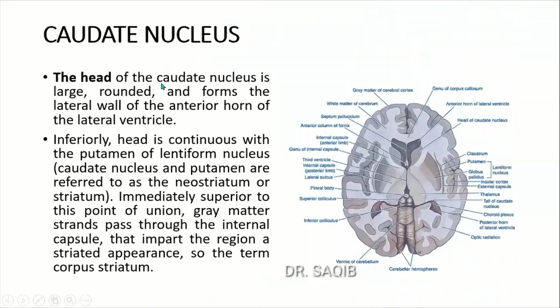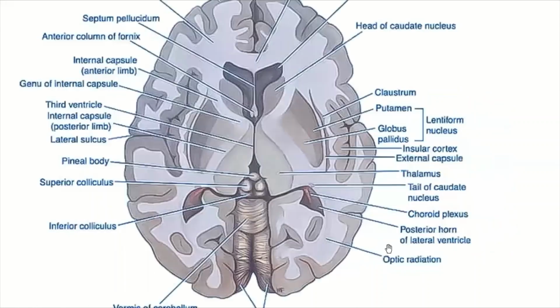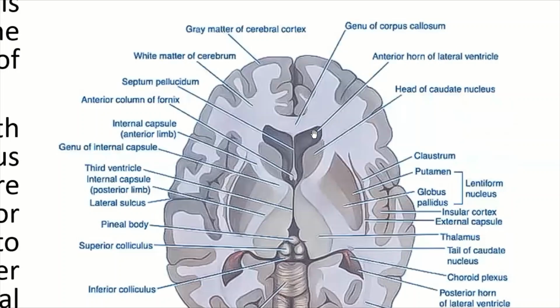So going on, the head of the caudate nucleus is large, rounded, and forms the lateral wall of the anterior horn of the lateral ventricle, right? So this is the head over here. So this is the anterior horn of the lateral ventricle. Let me zoom in. This is the anterior horn of the lateral ventricle, and this is the head of the caudate nucleus.